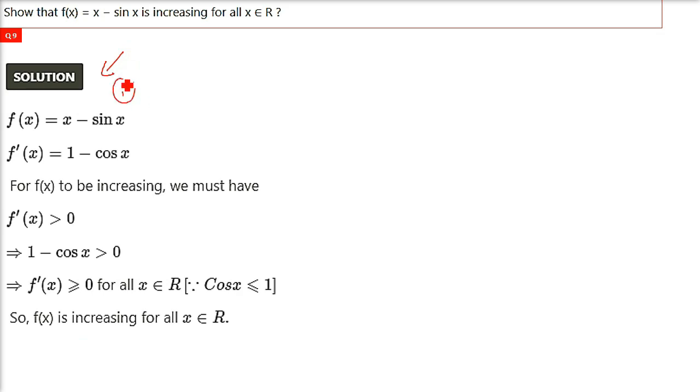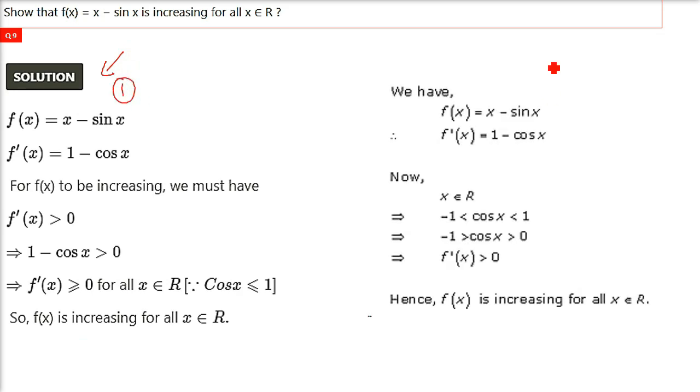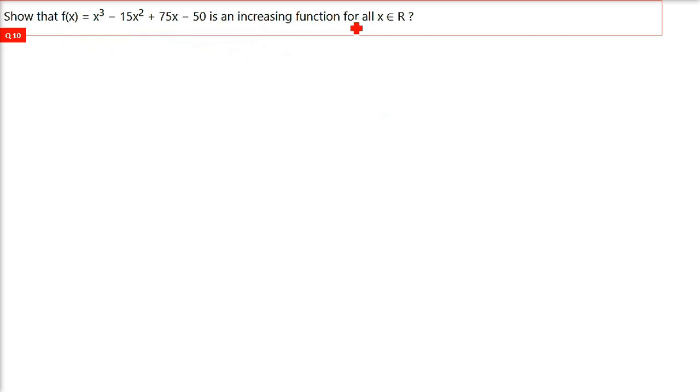So you need to solve it like this, write it like this. So this is the first solution, this is the second solution. So different ways to do the same question, different ways to write it also. Show that this is an increasing function for all x belongs to R. So we have done questions like this, but specifically we just have to show that it is an increasing function on the real numbers. So we'll just differentiate this.